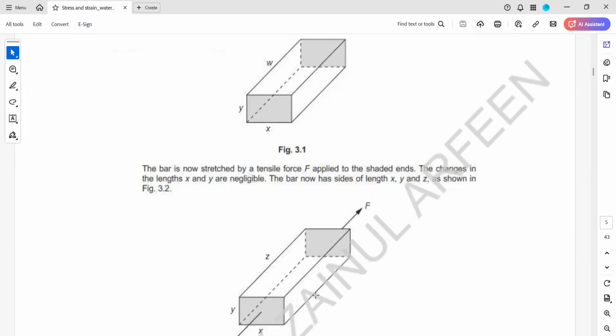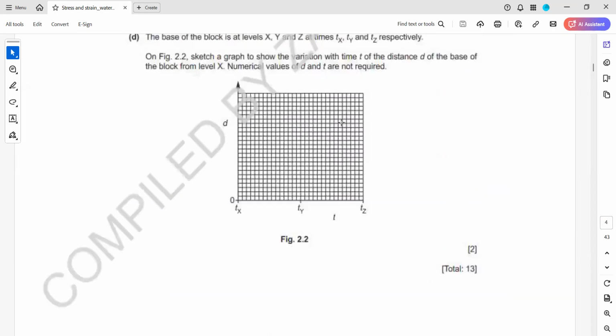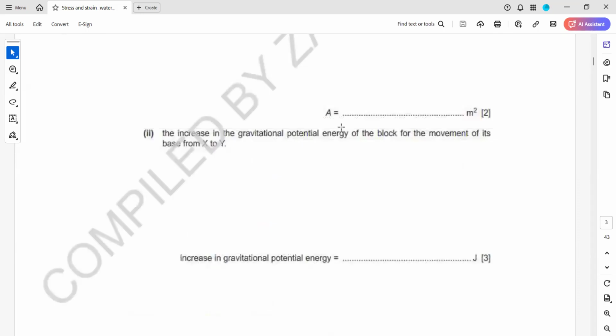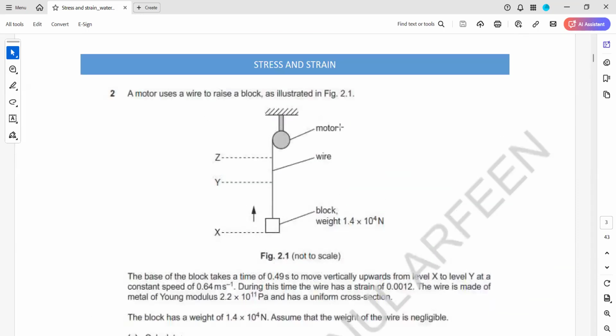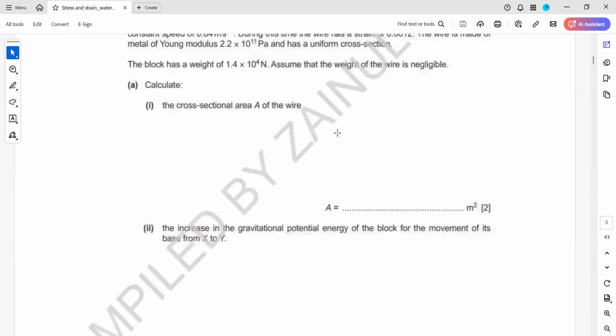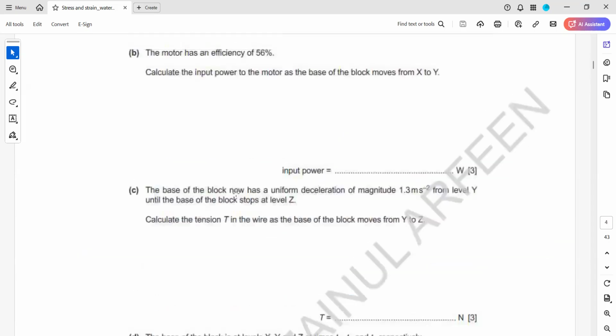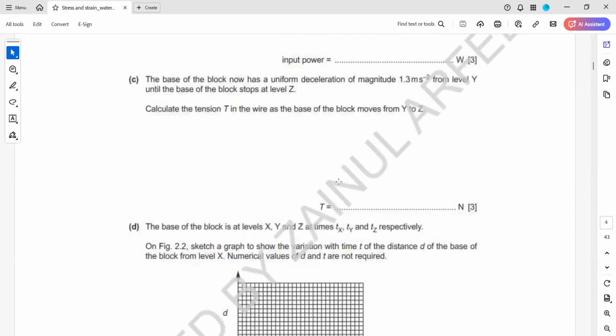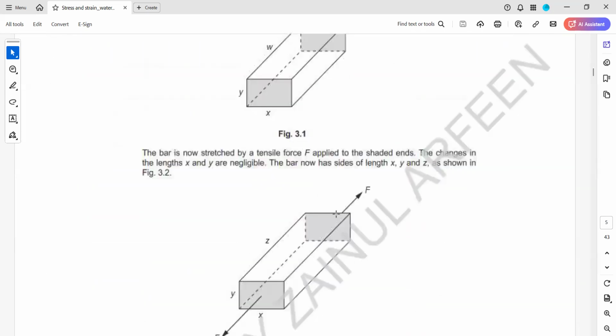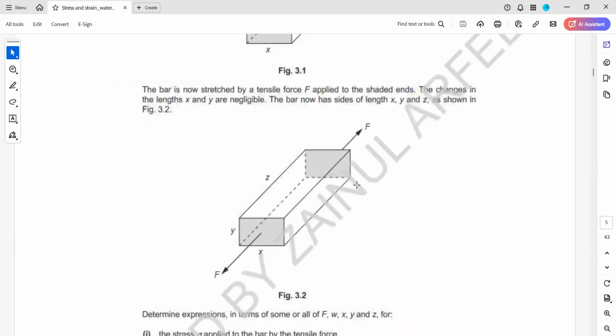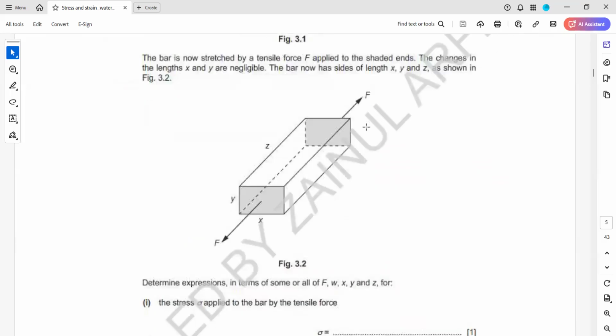How do we know it is stopped? Because in the question they mentioned that the block stopped at level Z. That's why. So we applied a force and we observe the new lengths are Z, X, Y, Z. And that means the length has changed. That's why Z is used.